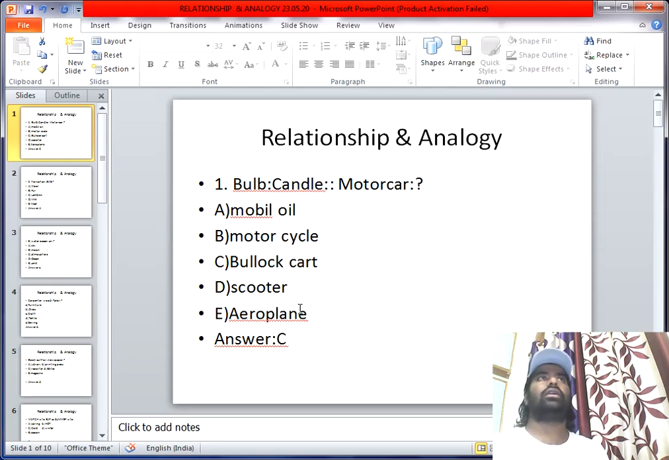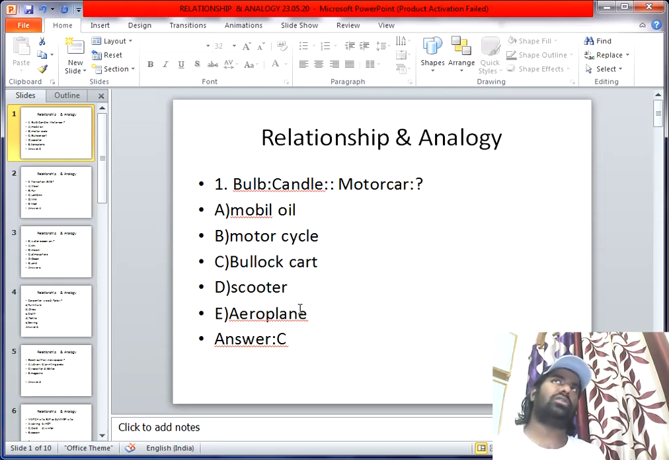You need to see that the candle was not in the modern era. We still use candles, but bulbs are inventions of the 19th, 1900s or so. So motor car, what does it relate to? It relates to transportation. So in the given options, what will be the suitable option which will be in the same plane as motor car?